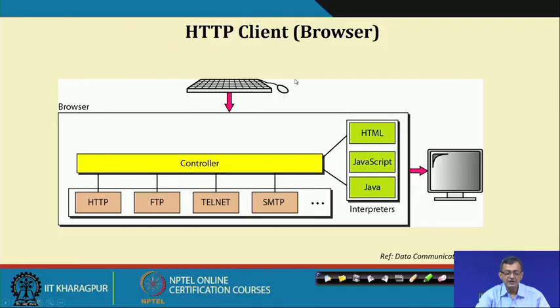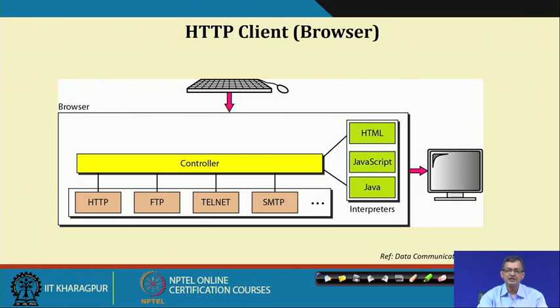So, if we look a little bit at the browser point of view, what does the browser end have? It has a controller, which can support different types of protocols, like HTTP, FTP, Telnet, SMTP and so on. If the controller hits a normal HTML page or static page, it goes and gets it. There can be JavaScript, which brings dynamicity, or there are other Java programs. So, Java is one of the things.